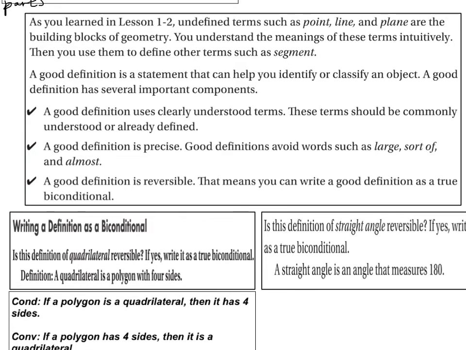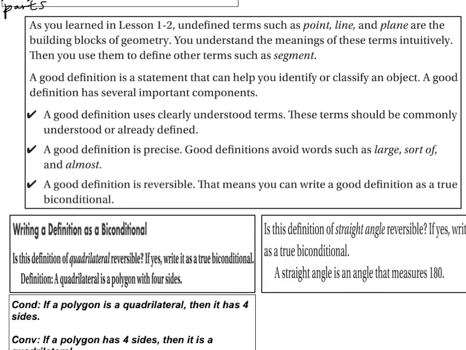As you learned in lesson 1-2, terms such as points, lines, and planes are building blocks of geometry. You understand the meanings of these terms intuitively. Then you use them to define terms such as a segment. A good definition is a statement that can help you identify or classify an object. A good definition has several important components. A good definition uses clearly understood terms. These terms should be commonly understood or already defined.